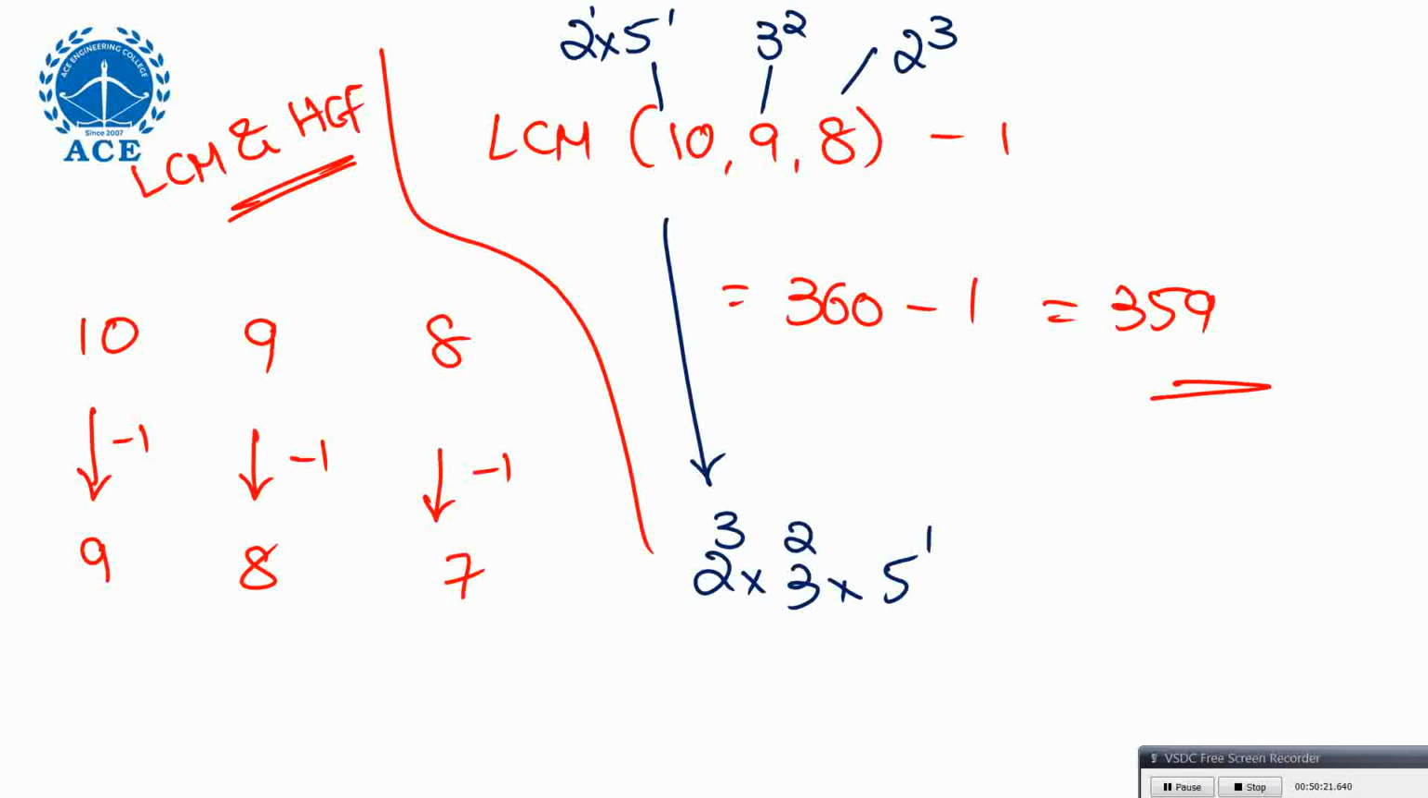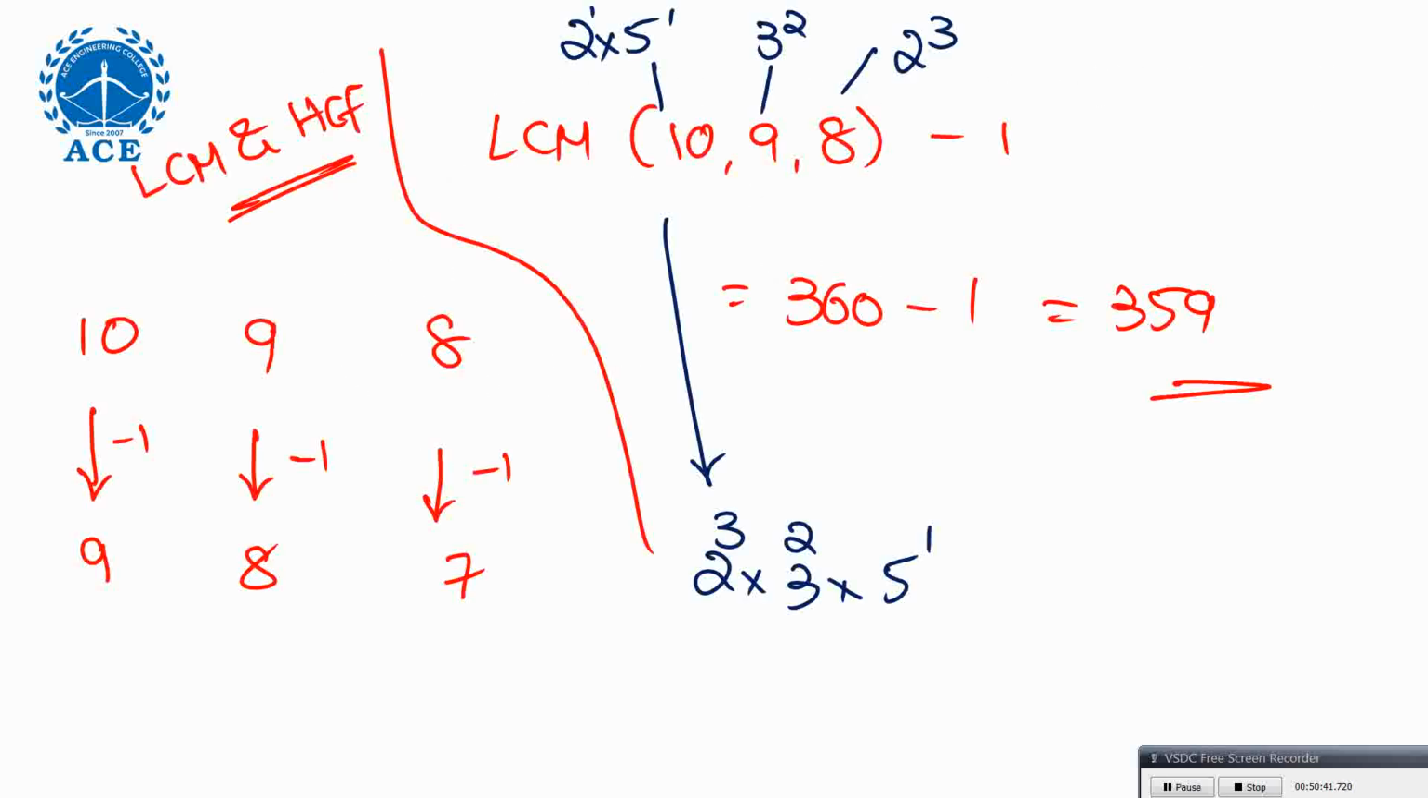Y minus 1? Why not plus 1? Because when you divide by 10, the remainder is 9. When you divide by 9, the remainder is 8. When you divide by 8, the remainder is 7. All those remainders are one short of the divisors, so we have to put minus 1 there.